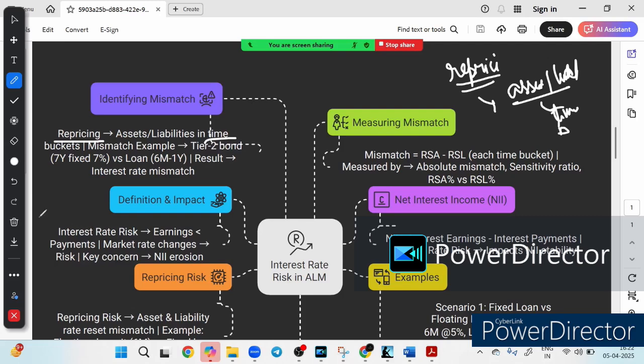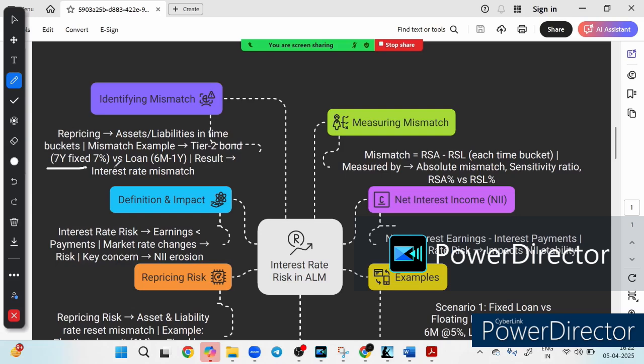Let me give you one example. A 7-year fixed rate loan at 7% versus a 6 month to 1 year loan. Again, I'm repeating, this will create a mismatch, because on one side this is a 7-year fixed 7% deposit, and on the other hand we have a loan of 6 months to 1 year. This will create a mismatch.